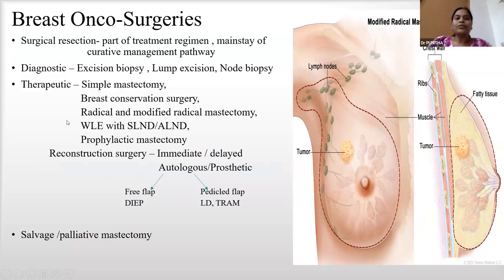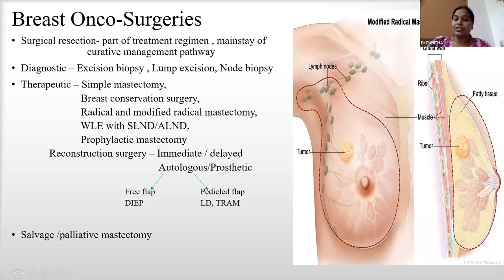So 80% of the females would come to us for some surgical resection or diagnostic procedure if they are diagnosed with CA breast. Surgical resection is the mainstay of the curative management pathway. A few diagnostic procedures are excision biopsy, lump excision, and node biopsy. The therapeutic procedures are simple mastectomy, breast conservation surgery, radical and modified radical mastectomy with axillary lymph node dissection or central lymph node dissection, and prophylactic mastectomy.